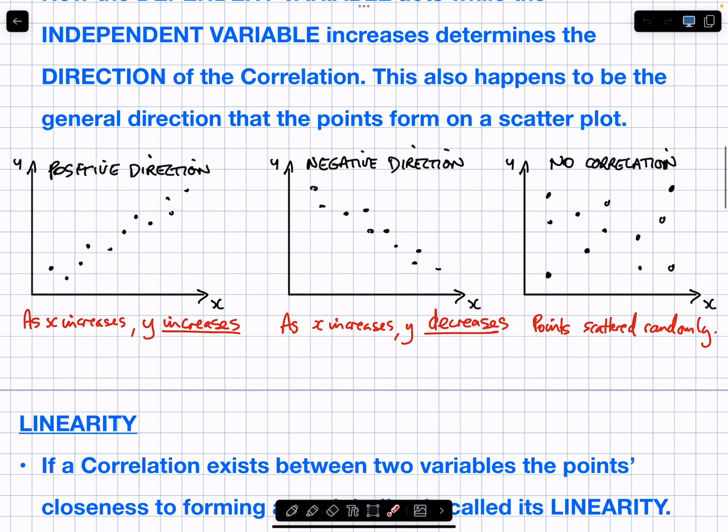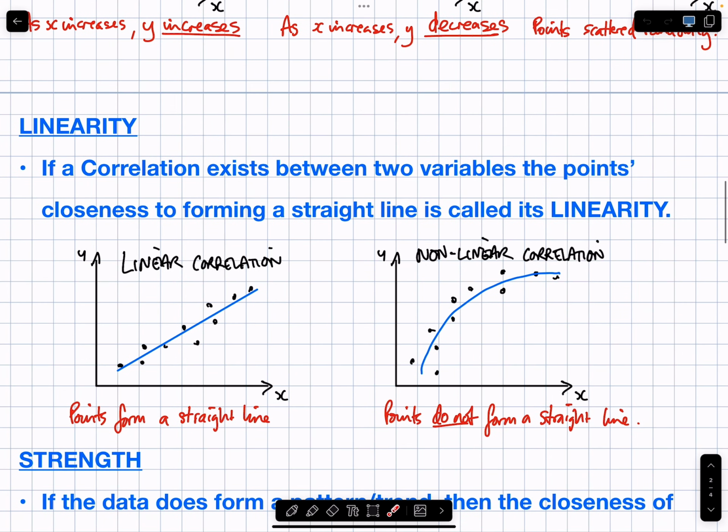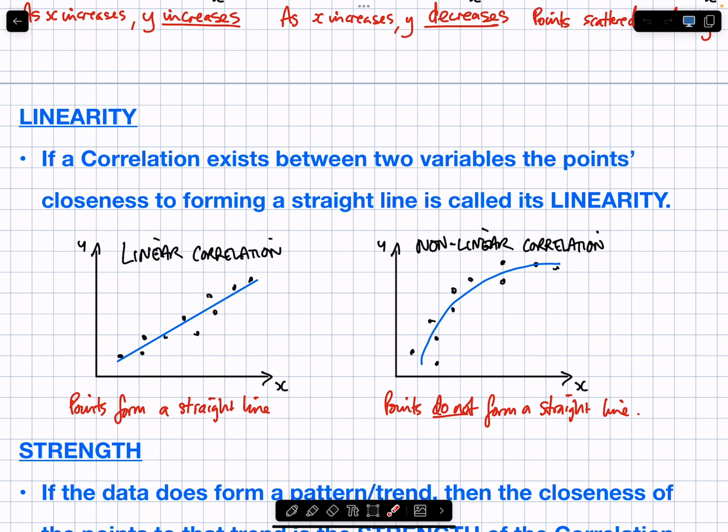Move on. If anyone needs the last little graphs, I'll let you scale. Linearity is a property that you're not expected to be aware of at Year 10, but you might as well know about it now. It's self-explanatory though. If a correlation exists between two variables, the points' closeness to forming a straight line is called linearity. How linear does it look? Even though these points are scattered a little bit, does it look like they're forming a diagonally up to the right line of points? Just scattered a little bit. We would call that linear.